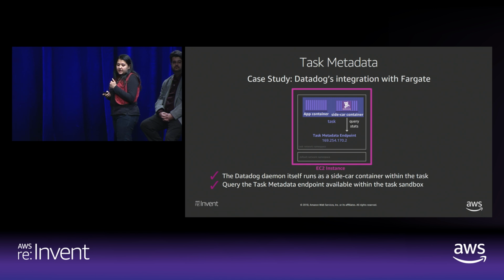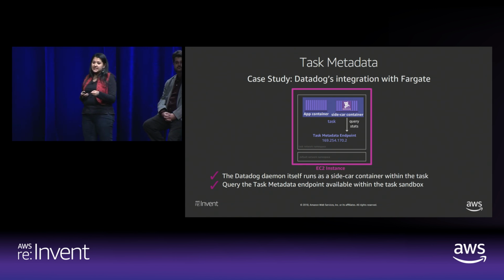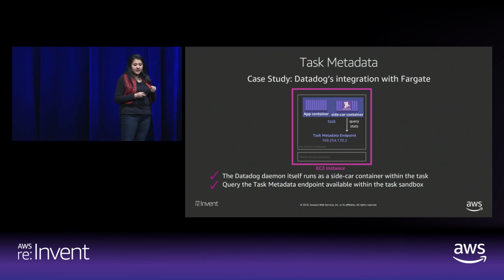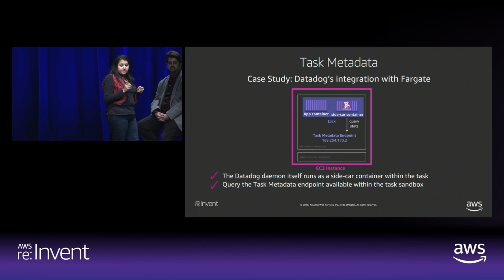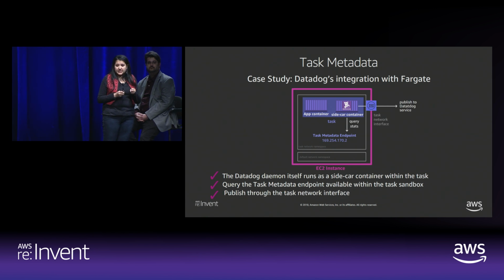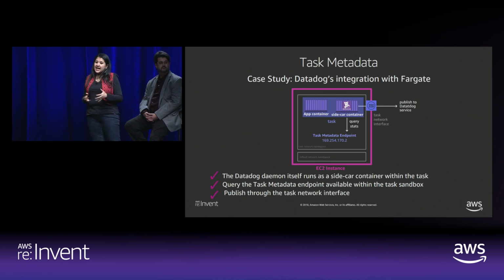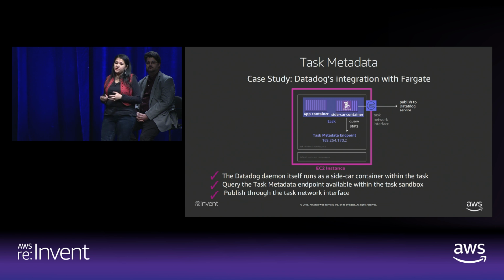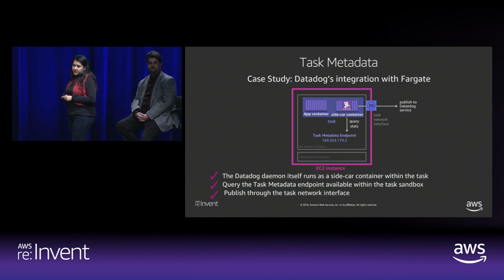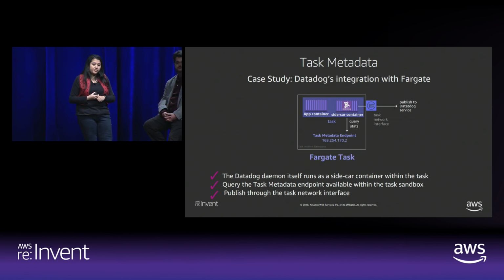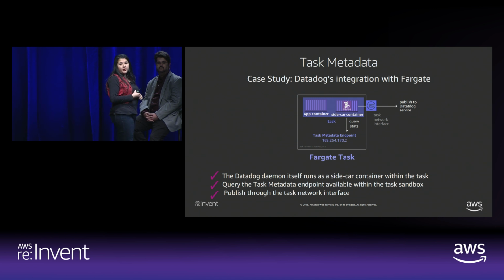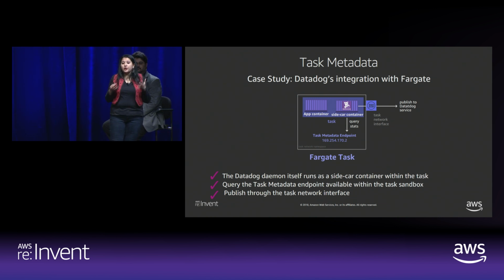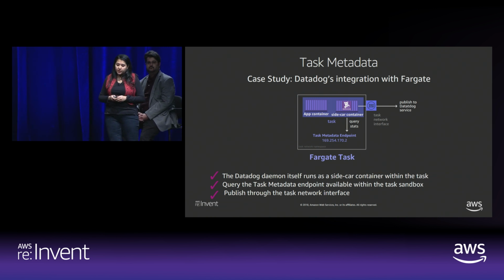And so now the sidecar container, the Datadog container, can just hit this local endpoint within the task namespace to get application level stats. And also, because it's running within the task network namespace, it can use the task network interface to publish metrics out to the Datadog service. And so now, if we remove the host level components here, you get a cohesive picture for the Fargate world.